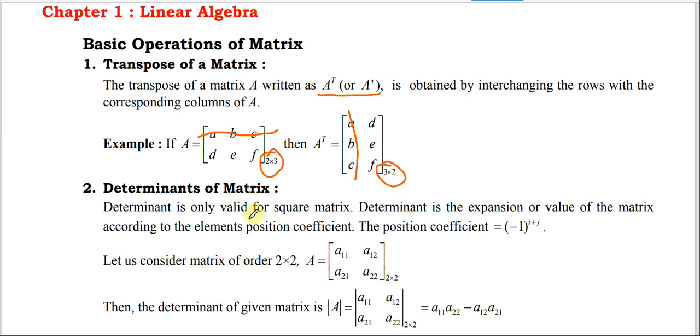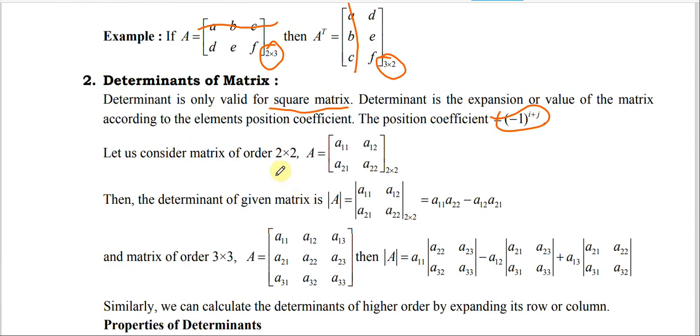Now the determinant of a matrix. Determinant is only valid for a square matrix, no? So the determinant is the expression or the value of the matrix according to the element position coefficient. The position coefficient is (-1) to the power i plus j. Let's suppose 2 cross 2, then it will be this, and its determinant value will be the multiplication of this minus the multiplication of this.